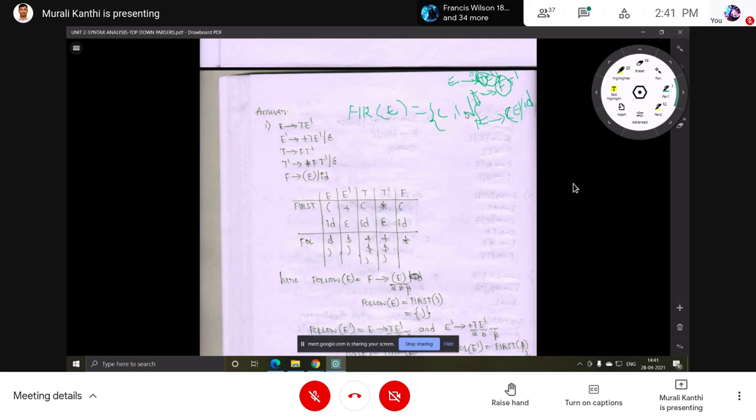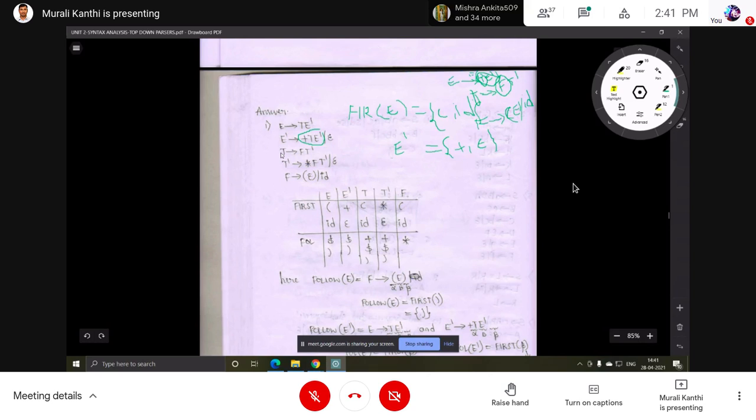Next symbol is E dash. First of E dash. Consider the E dash production. E dash has two productions. First of the first one, what will we get? Plus. The first symbol is plus, so add that plus to the set. From the second production, epsilon is there, so add epsilon to the set. This is the first of E dash.